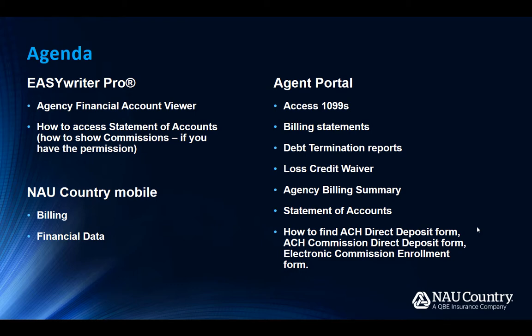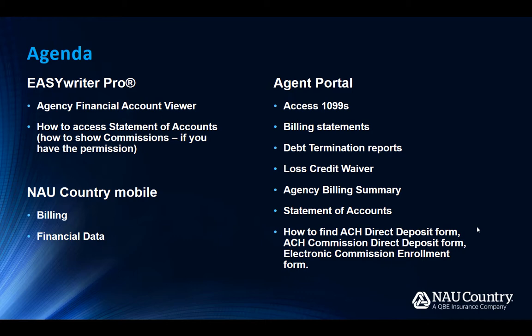All right, our agenda for today. We are going to be discussing how to financially self-service your insureds, and we're going to go through the different systems where we have this available. The first one will be EasyWriter Pro. We're going to touch on the agency financial account viewer. We'll also touch on how to access the statement of accounts within EasyWriter Pro. Our NAU Country mobile device also has some features where we can look up billing statements for our policyholders in addition to financial data.